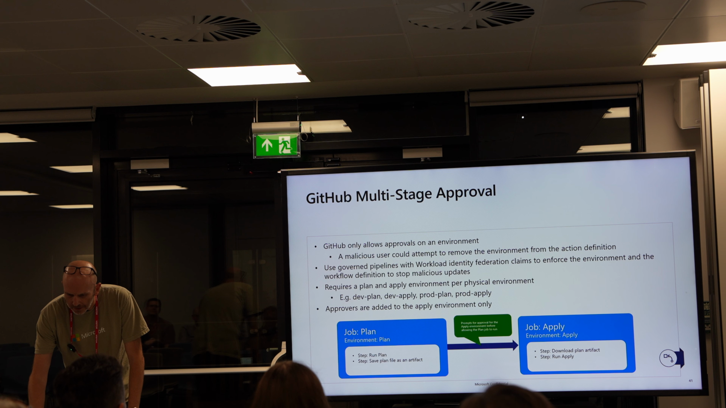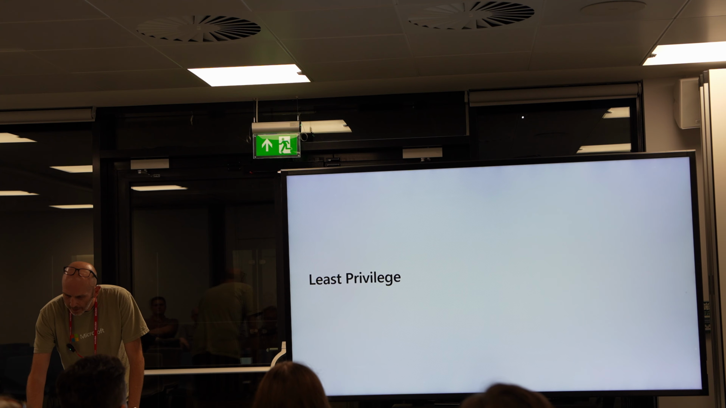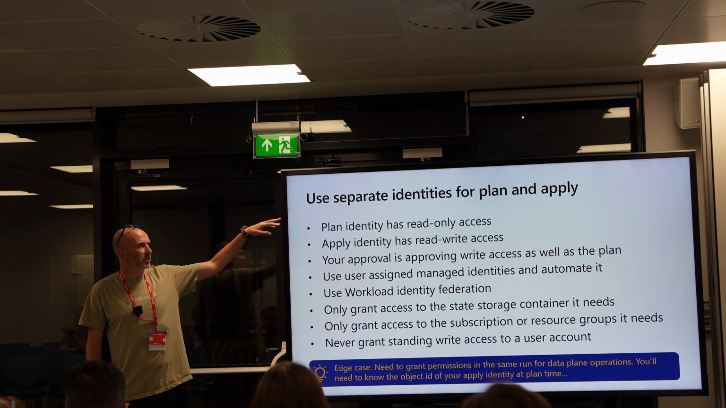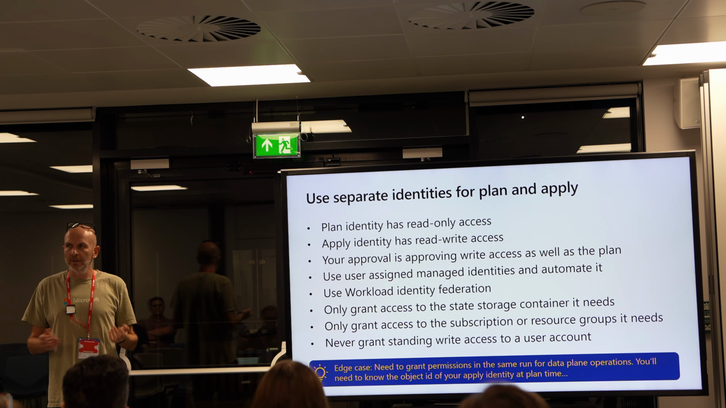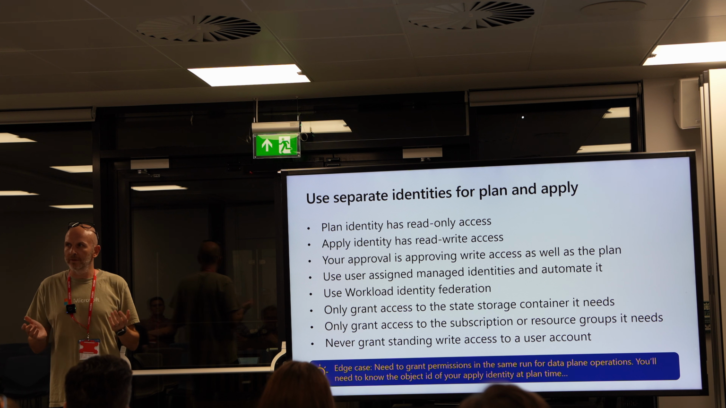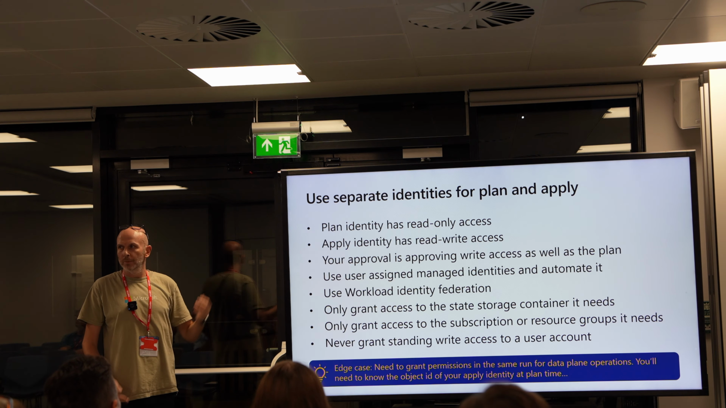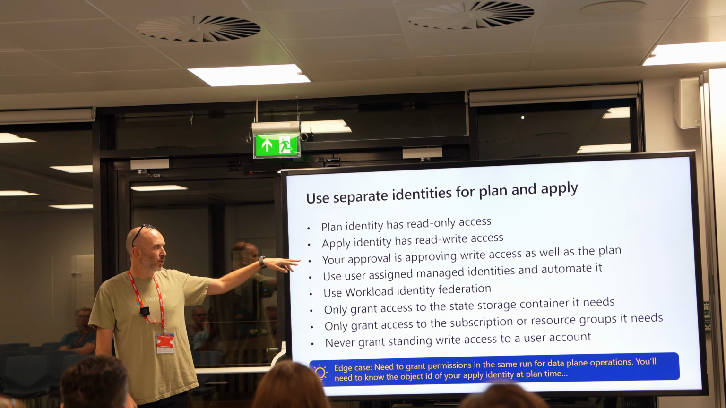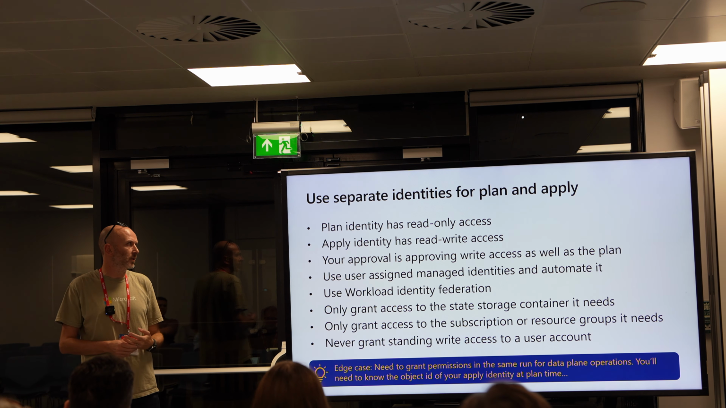Okay. I'm not going to go into depth in here. Like I said, I'll share it. So we've already talked a bit about identities, but least privilege on these identities as well. The first thing I would recommend is using a separate identity for the plan and the apply stage. When you're running a plan, you do not need write access to your environment. So make it a read-only identity, and then the apply identity would be the thing that's got read-write access. So when you're approving on that apply stage in your pipeline, you're also approving write access to that identity, basically.